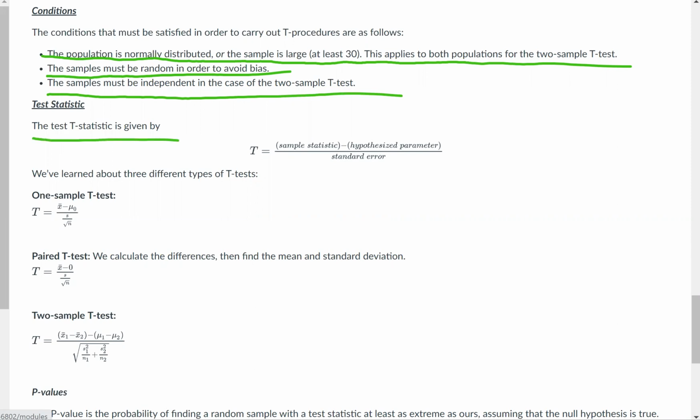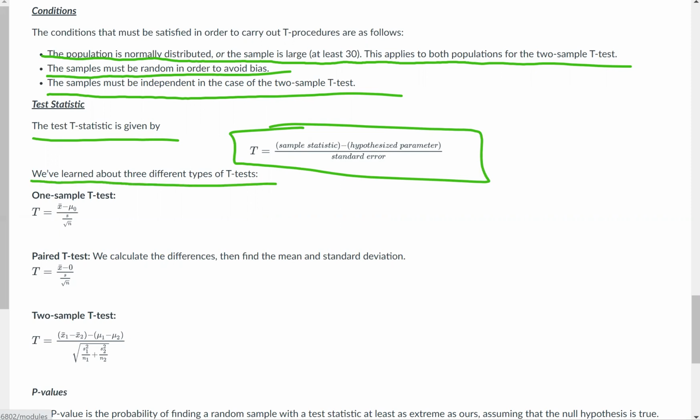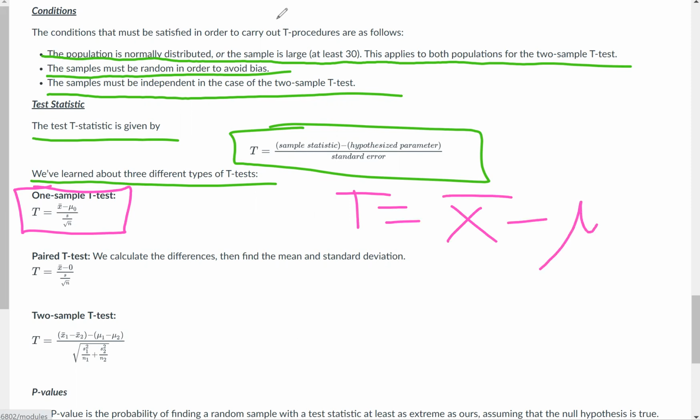Now the test statistic is given by this formula: the sample statistic minus the hypothesized parameter, all over the standard error. We've learned about 3 different types of t-tests. For the one-sample t-test, you use this formula: t is equal to x bar, the sample mean, minus the mean that was given in the null hypothesis, over the sample standard deviation divided by the square root of n, which is the sample size.